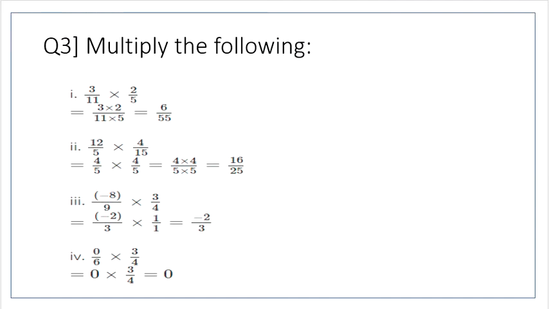Moving on to the next question, question 3. Multiply the following. When you multiply two rational numbers, write the numerators together and the denominators together and multiply. Very often you will have places where reduction is possible. So at such places you have to reduce the number. If not, simply multiply and get the answer. We all know that any number multiplied by 0, as in the last example, the answer is 0.